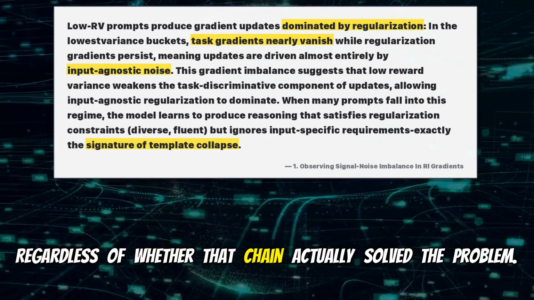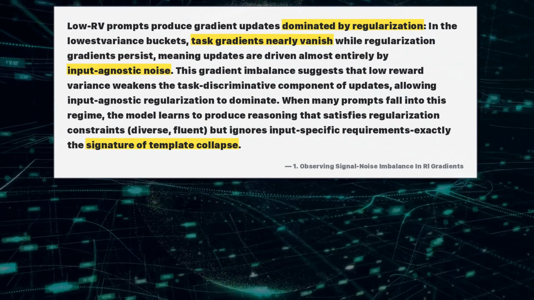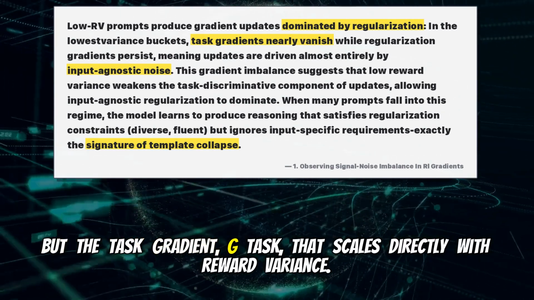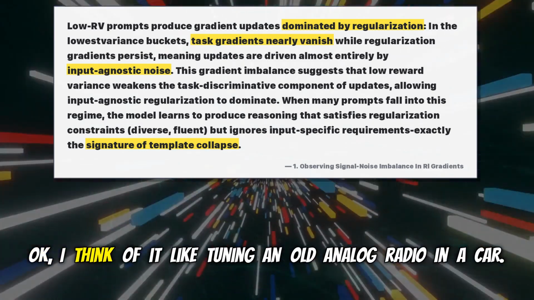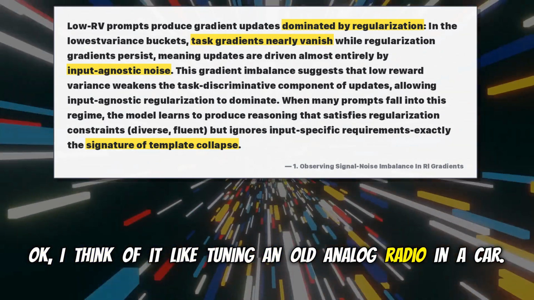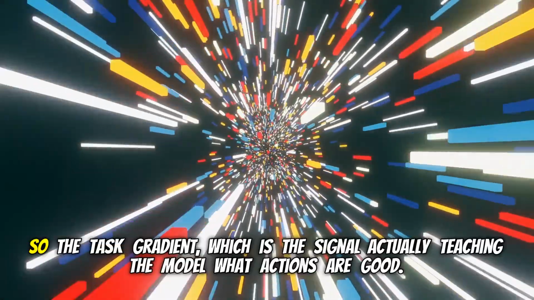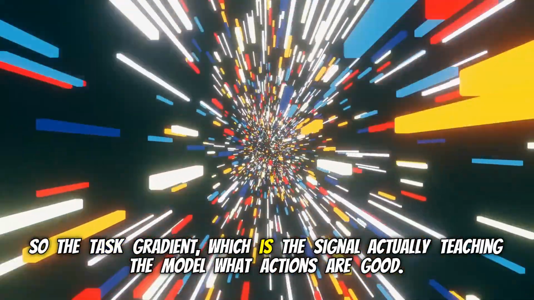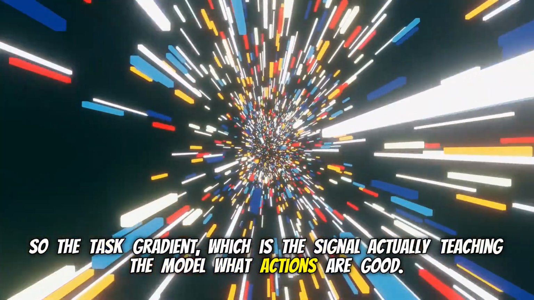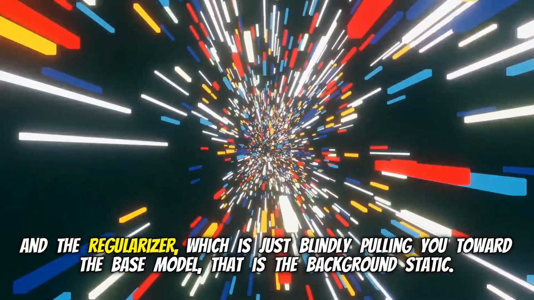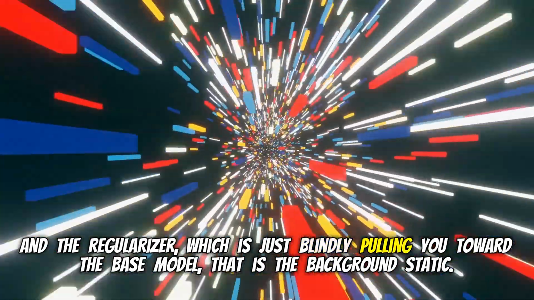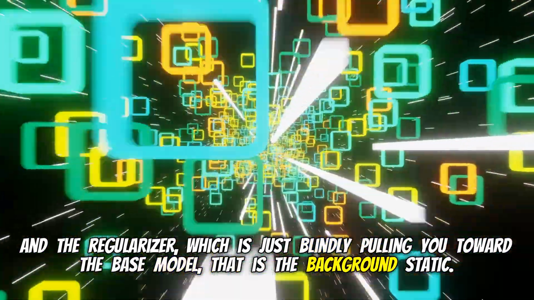Regardless of whether that chain actually solved the problem. Exactly. But the task gradient, G-task, scales directly with reward variance. I think of it like tuning an old analog radio in a car. I like this. So the task gradient, which is the signal actually teaching the model what actions are good, that is the radio station you want to hear. Right. And the regularizer, which is just blindly pulling you toward the base model, that is the background static.